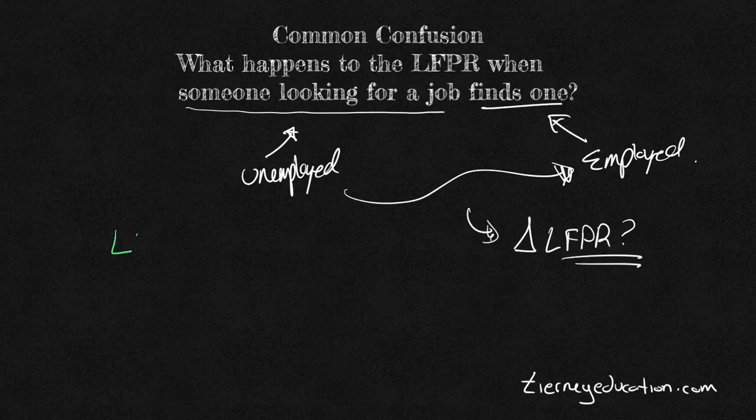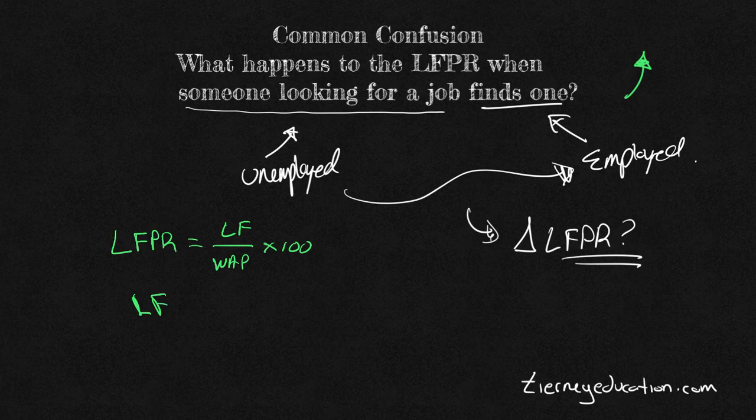Let's have a look. I know my labor force participation rate is equal to my labor force over the working age population times 100. And if you need a review of that, there will be a link up here to a video that calculates some other stuff. But what do we know about the labor force? The labor force is the employed plus the unemployed. Again, you can use this video up here if you need a review of those equations.